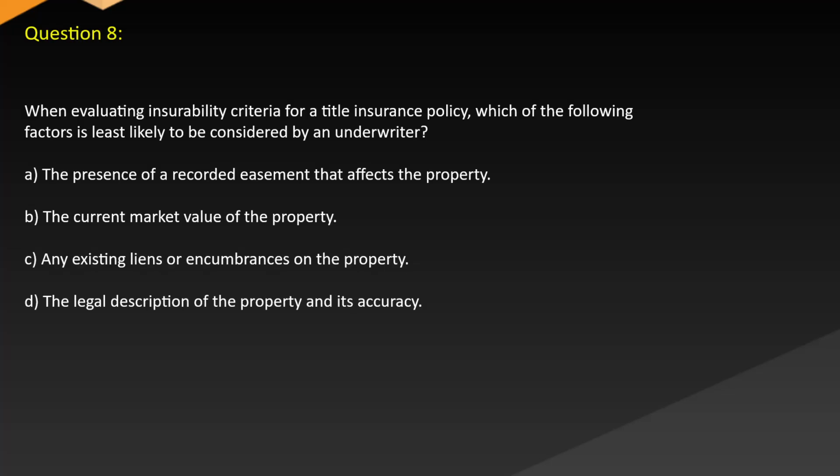Question 8. When evaluating insurability criteria for a title insurance policy, which of the following factors is least likely to be considered by an underwriter? A. The presence of a recorded easement that affects the property. B. The current market value of the property. C. Any existing liens or encumbrances on the property. D. The legal description of the property and its accuracy.